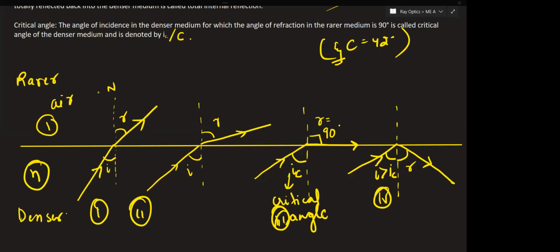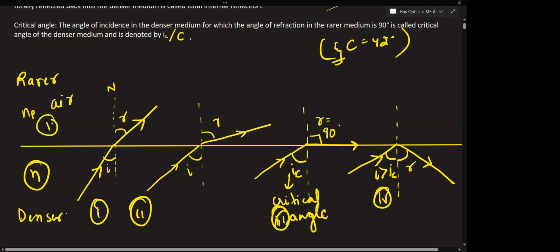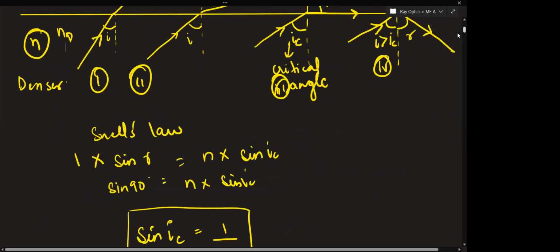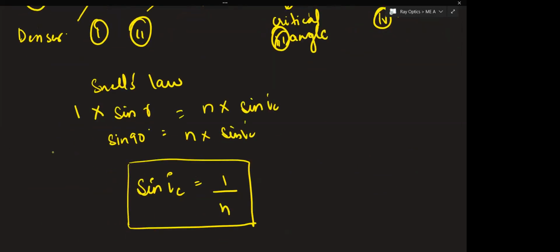Just one more thing, class. This was an example that I took, that air. It can happen that this is some other medium. So instead of writing this as air, you can write it as NR. NR and ND, make it NR and ND. Then only you'll be able to remember that this can have some value. This is not necessarily 1 all the time.